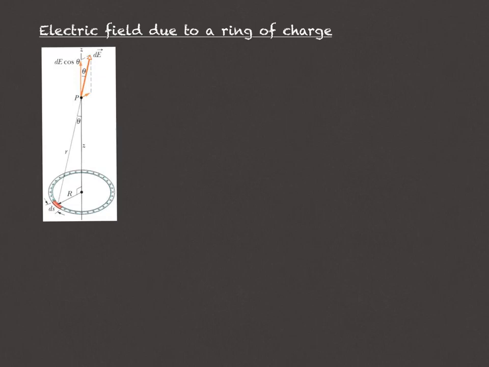All right, this is for that ring of charge that we did in class. We can see that the point P is at some distance z away from the center of the ring. Talking about all the constants that occur in this type of problem.